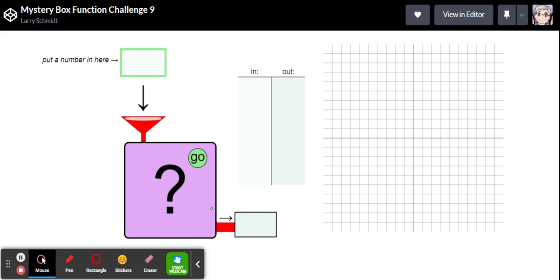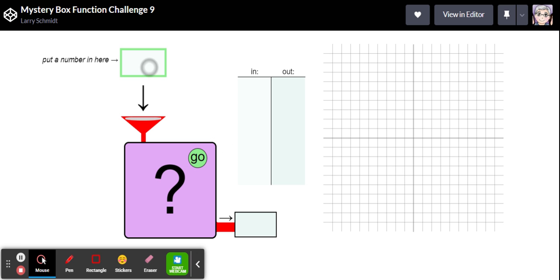Is it multiplication, division, addition, subtraction, something else stranger than that? You'll get a chart of numbers and you'll get a graph to help you with this. And your job is to figure out what's inside that box. There's a link in the description. You can click on that and actually try this out. So go ahead and pause the video, plug in as many numbers as you like until you think you've got it, and then come on back.